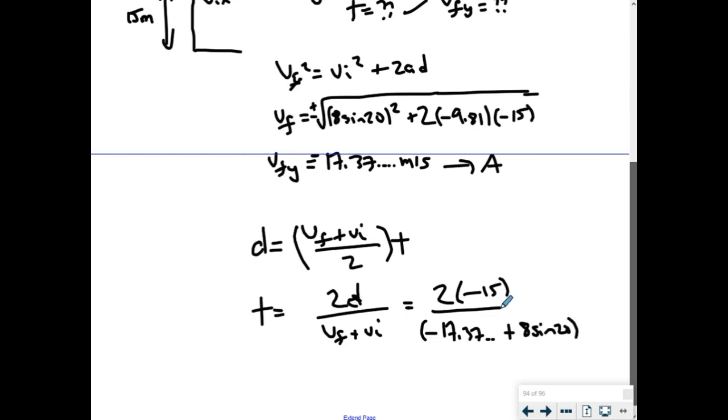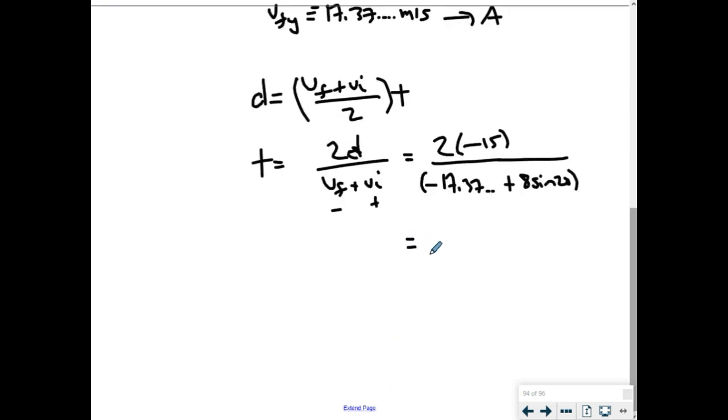Hopefully I've explained this well enough, but this number needs to be negative, whereas that one's positive. So let's try all this now. I'm going to go 2 times negative 15, divide it by the negative a value I stored, and add to that 8 sine 20. And I got a final time value of 2.0497 seconds, which I may as well store as b, because I'm fairly certain we're going to be using that again in the future.